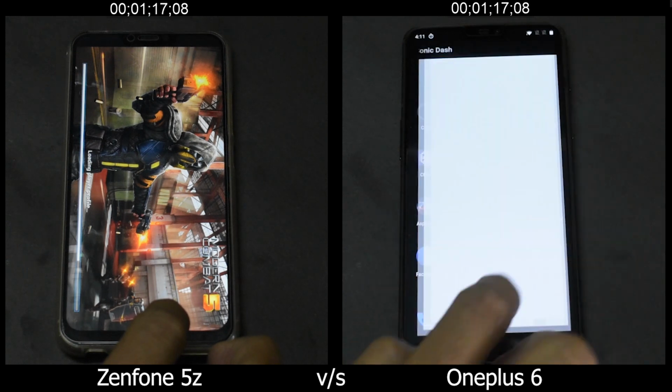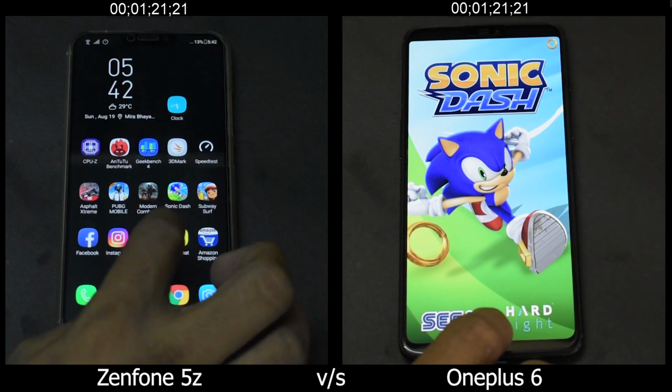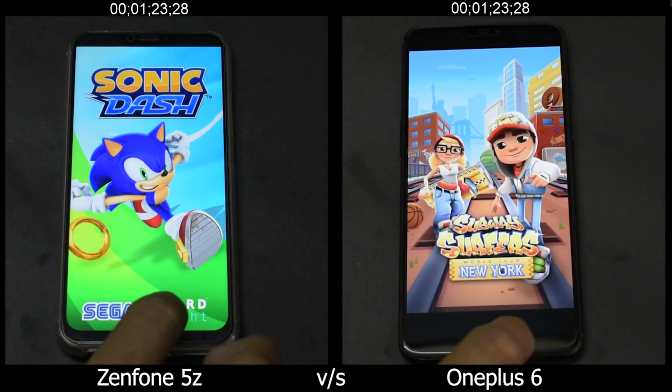Now, as you can see, we are moving on to lighter games right now. So we are on Sonic and then on Subway Surfers on the OnePlus 6.